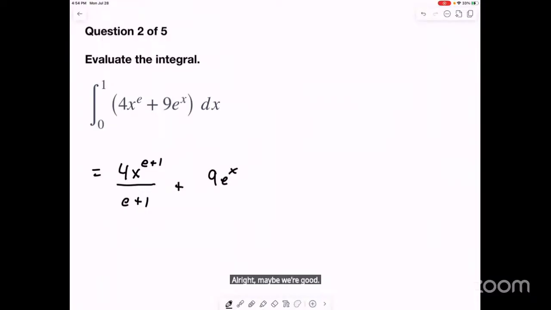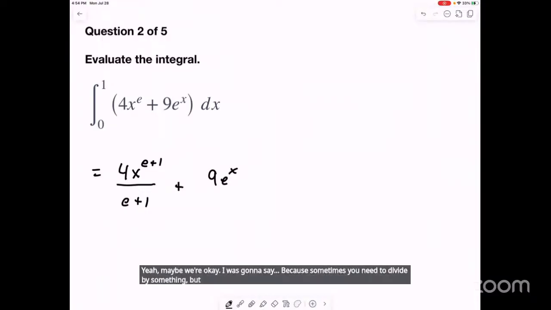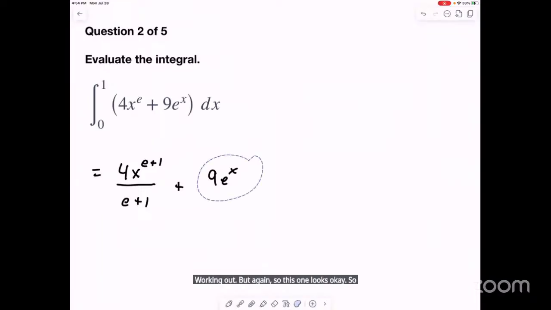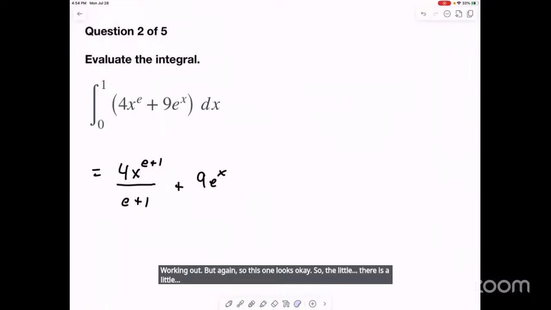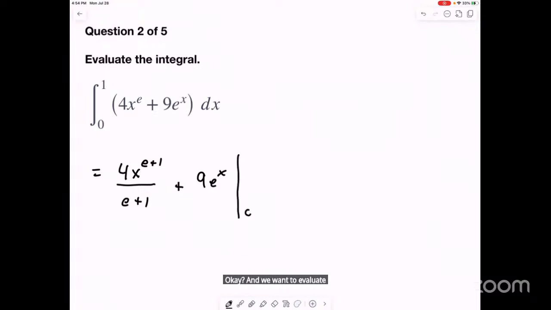Yeah, maybe we're okay. I was going to say, because sometimes you need to divide by something, but I think that's when the numerator is different. So, I think we can also check this one as well, like we did the last one, in case this isn't working out. But again, this one looks okay. So there is a little nuance or caveat when taking that integral, but I think this one is okay. Okay, and we want to evaluate this integral as x goes from 0 to 1.